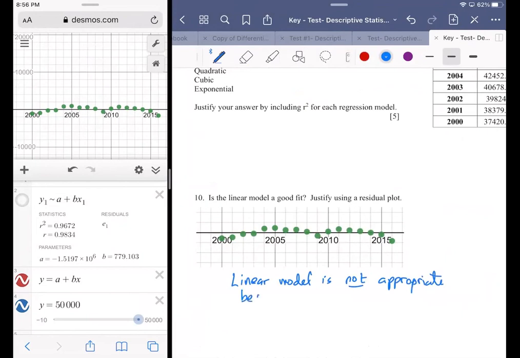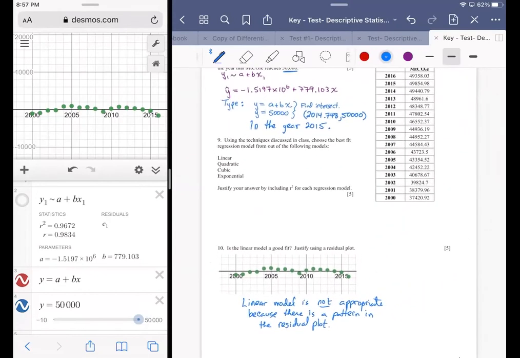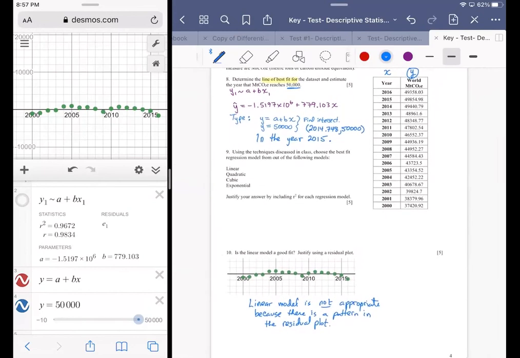Because there is a pattern in the residual plot. All right, so if there's any kind of pattern in the residual plot, it means a linear model is not appropriate. All right, very important.